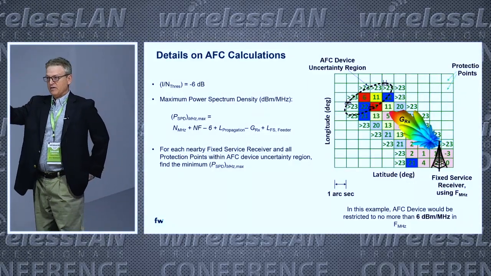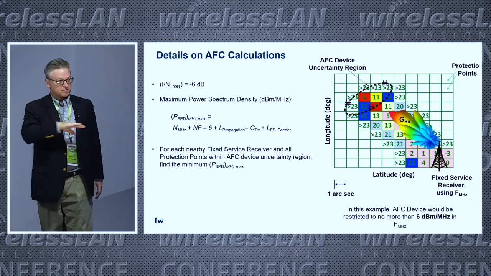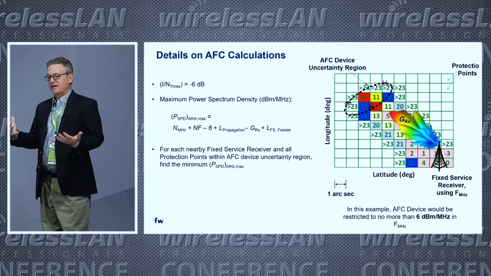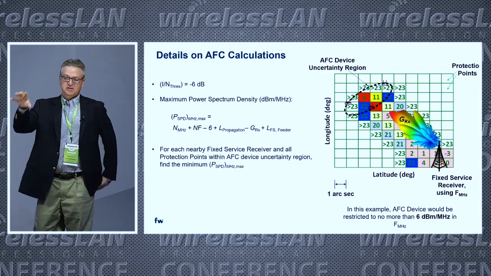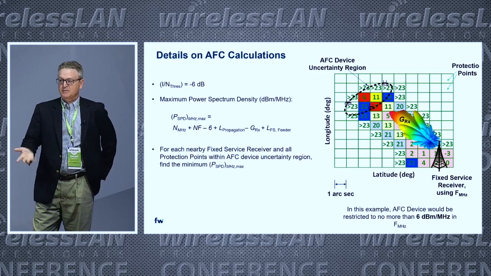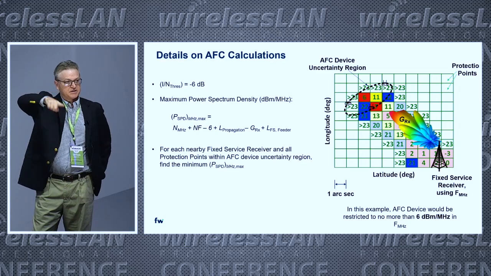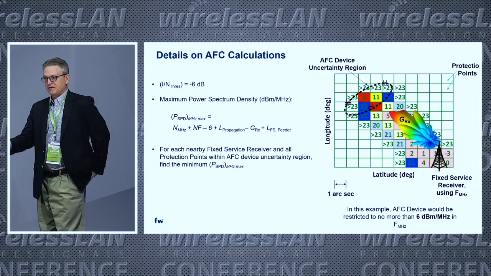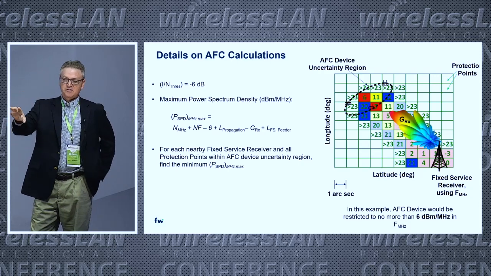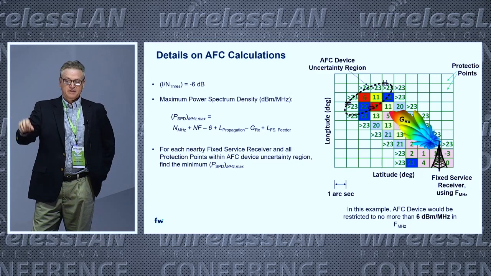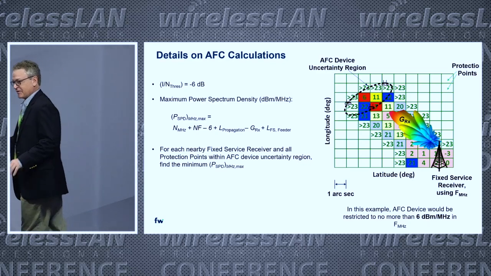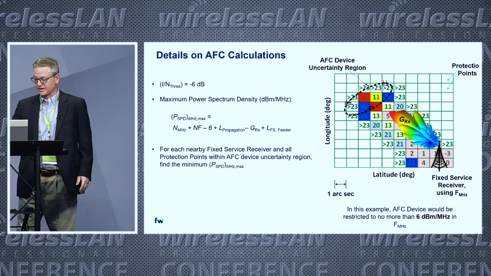When we get the request from the device, it'll have an uncertainty region. So we'll look at all the points that are inside of that uncertainty region and pick the smallest value in there. So for example, in this case, the smallest value inside of that uncertainty region is 6. So that'll be the power spectrum density that we use for those frequencies corresponding to that incumbent for this particular AP. So I'll show you on the next slide how it all glues together.